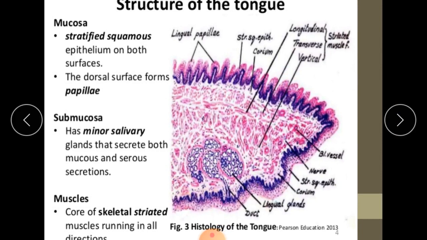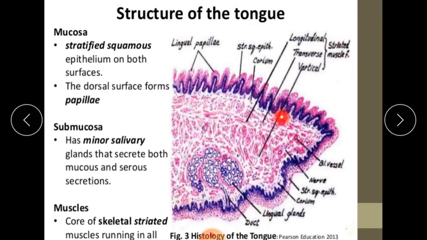Mucosa: stratified squamous epithelium is present here, on both surfaces. The dorsal surface forms the papillae. Mucosa forms papillae. Submucosa has minor salivary glands that secrete both mucus and serous secretions.